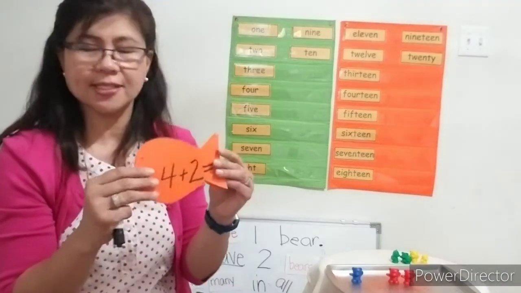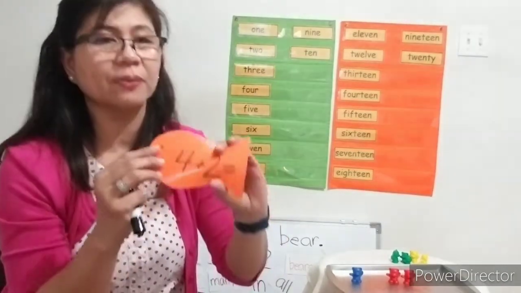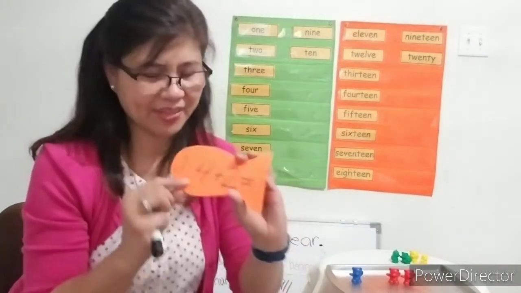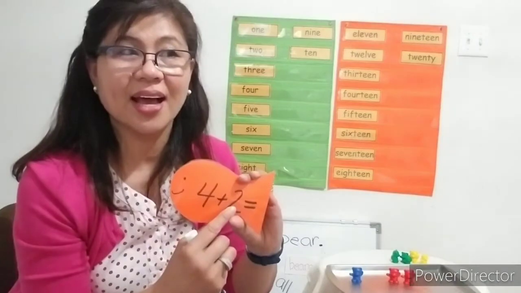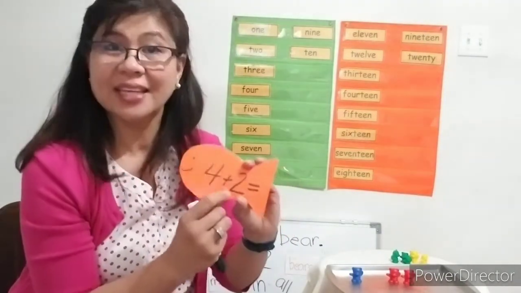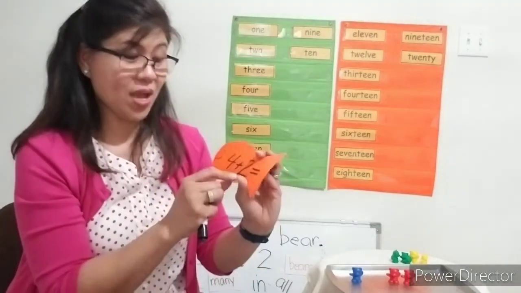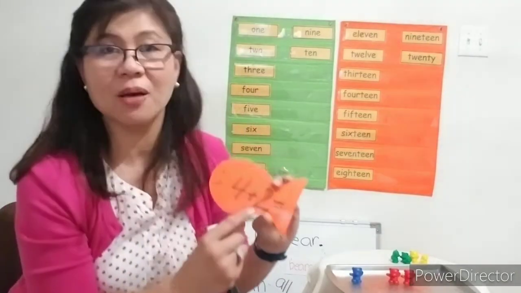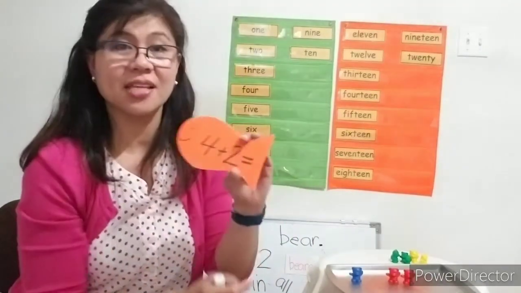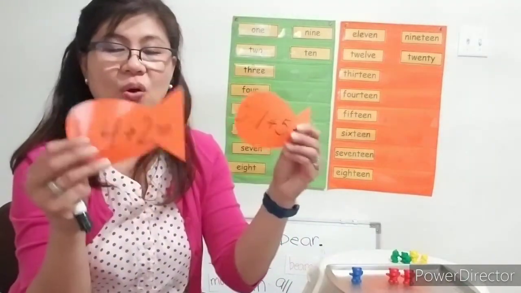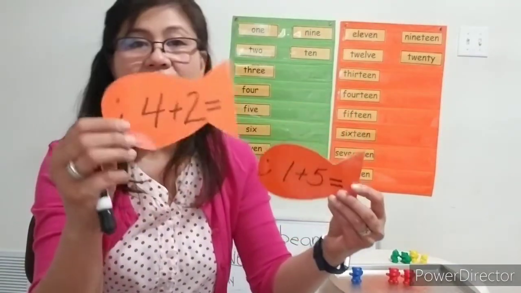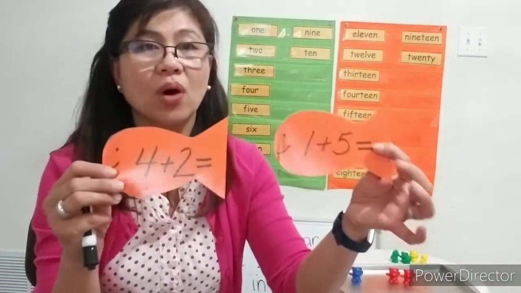Or maybe we can use 4 plus 2. I have 4 candies, because I love candies. And my friend, Mrs. Thomas Moore, gave me 2 more candies. So if I have 4 candies and Mrs. Thomas Moore gave me 2 candies, how many candies do I have? What's the sum? Okay, you put the answer. So how about you guys? Can you write your own problem story using 4 plus 2 and 1 plus 5?